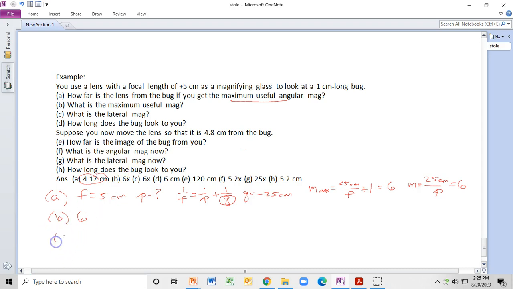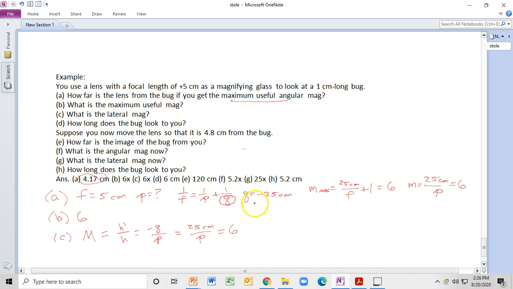So we can come down here and say, now we're after big M, which just looks at the ratio of h prime to h. But in my experience it's usually more useful to remember that as minus q over p. And we know that q is negative 25 centimeters, so this is going to be 25 centimeters over p, which in fact is equal to the angular mag. So the lateral mag is also 6. We just went over that. If you're getting the maximum useful angular magnification, the two mags are going to agree.